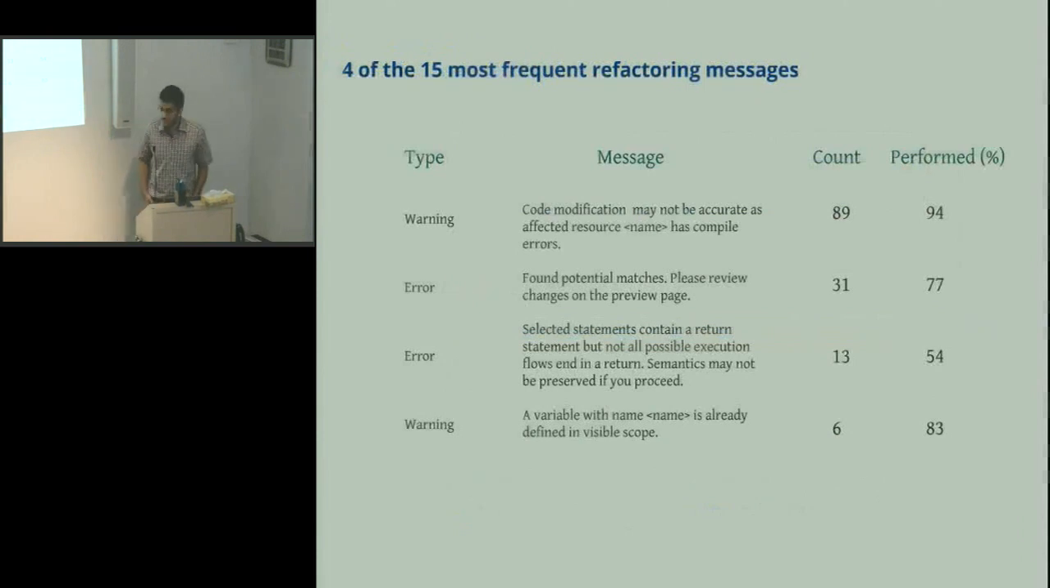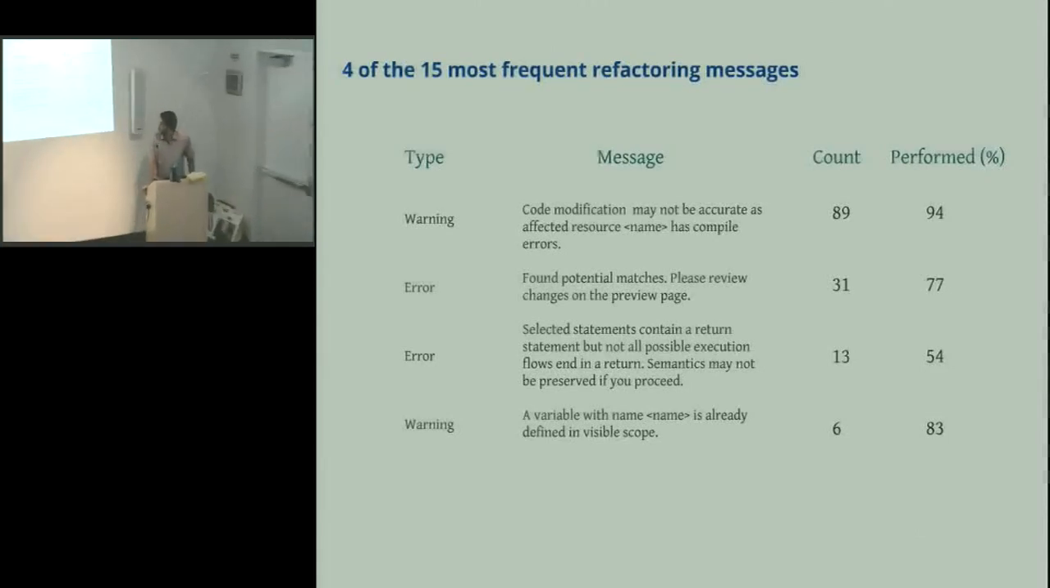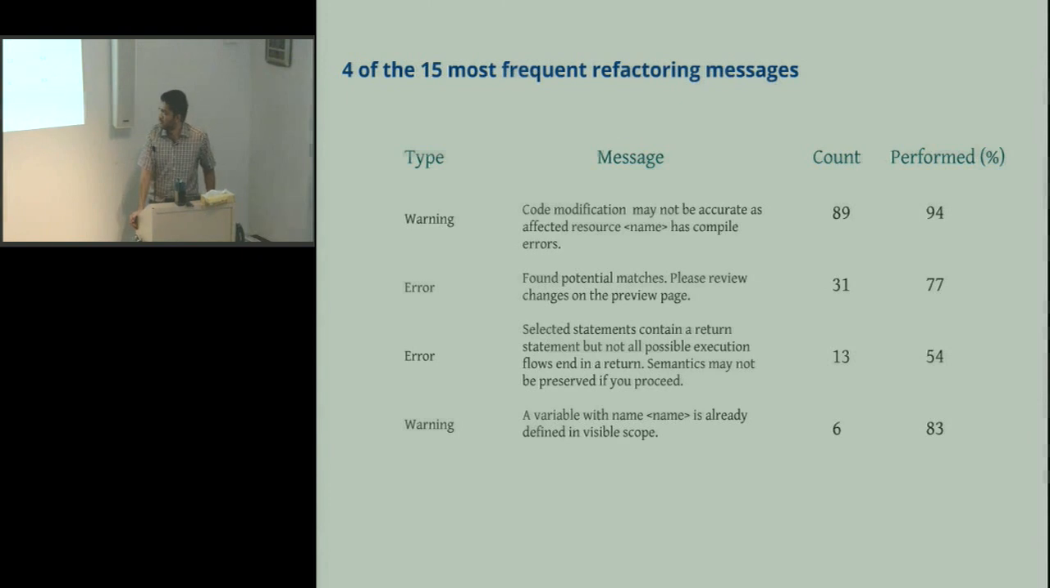Here are 4 of the 15 most frequent refactoring messages. The most frequent one is a warning that says code modification may not be accurate as affected resource has compiled errors. So people typically ignore this message, because the message is not very detailed, it doesn't give you enough information about what to do with it. And at the bottom you can see another warning which says a variable name is already defined in visible scope. This is something that could affect the behavior of the program because of change to the binder.